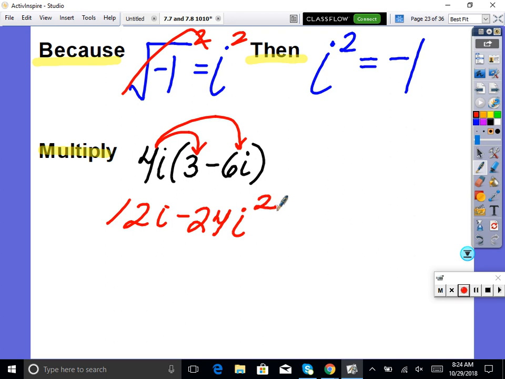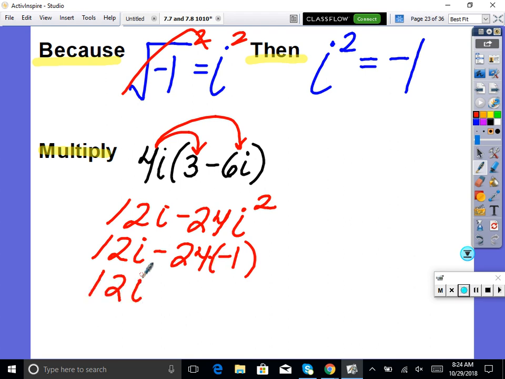So now you'd have to remember, a plus bi is the format of a complex number. We shouldn't have i squareds. i squared is equivalent to -1, so this is really 12i minus 24 times -1. That's a times sign, not an addition sign. So doesn't that become 12i plus 24? So then we say, okay, complex numbers are a plus bi, so our final answer is 24 plus 12i.